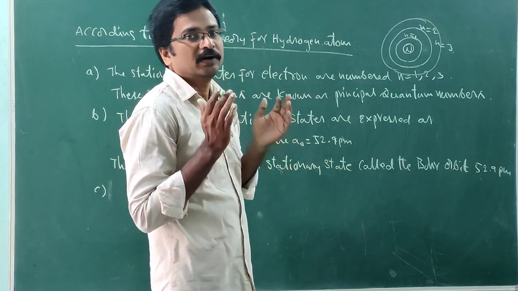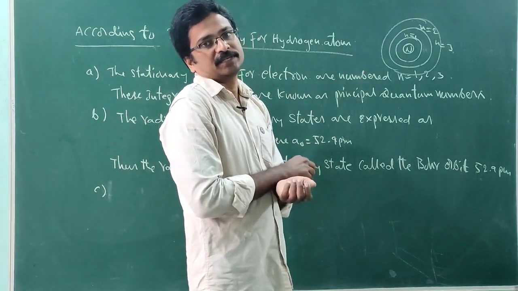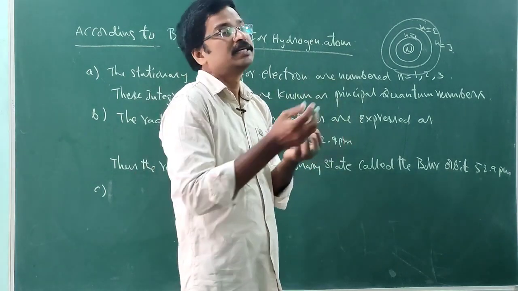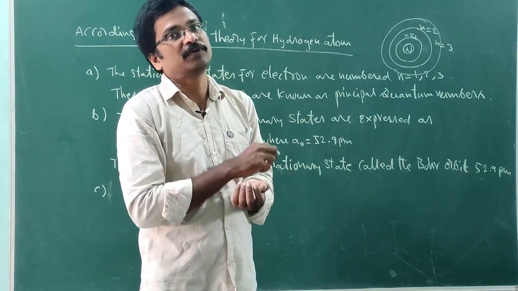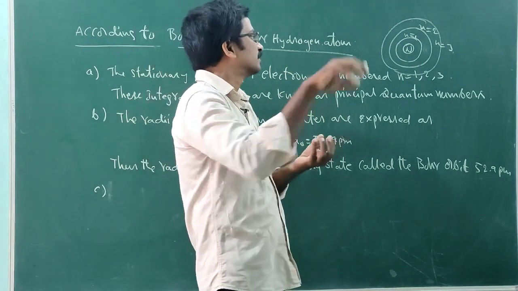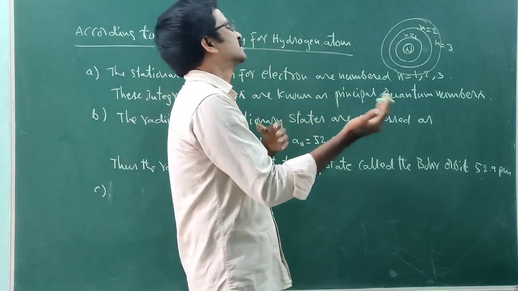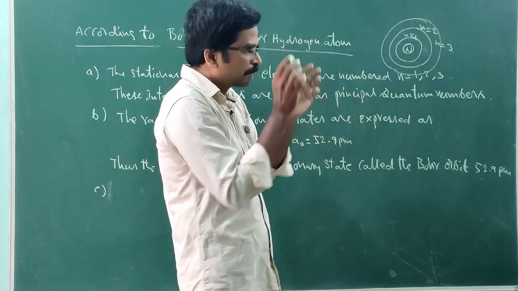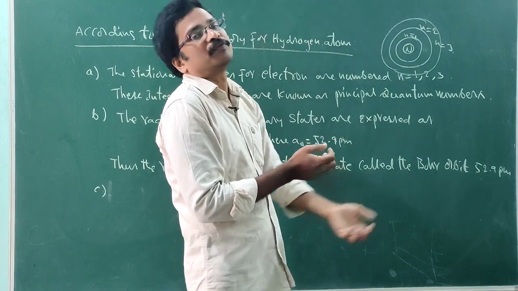Bohr has expressed these are the stationary states. They have some boundaries. That is the reason why the electron revolving around the nucleus cannot fall into the nucleus, whereas in the Rutherford model, the electron revolving around the nucleus fell into the nucleus. What is the difference between these two? This has boundaries, these have fixed paths. The paths are different compared to the Rutherford model.